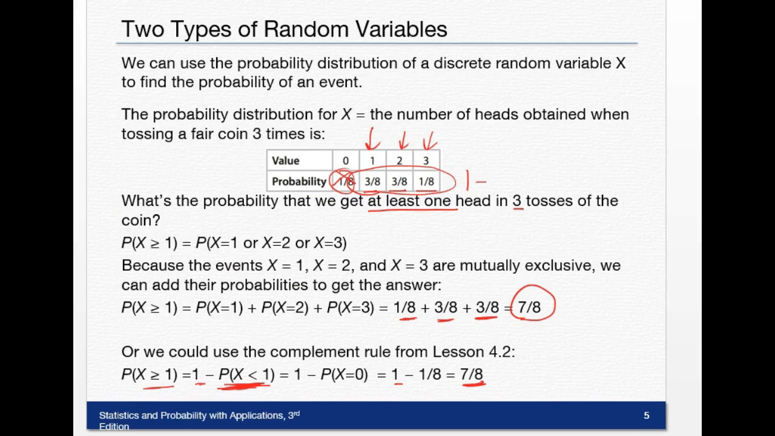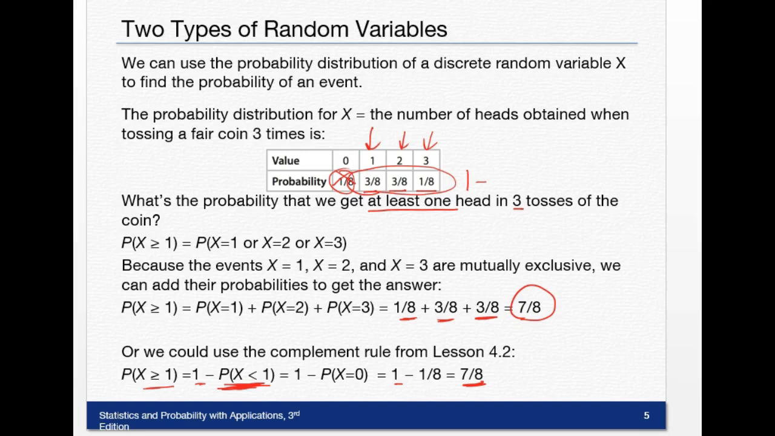Number of heads was either 0, 1, 2, or 3. There was no 0.5 heads, 1.5 heads, anything in between those. Those are discrete little packages of numbers: 0, 1, 2, 3. Just like the number of your siblings. You have 0, 1, 2, 3, 4, whatever. Or the number of my students. They're discrete numbers. There are no decimals in between them, okay?